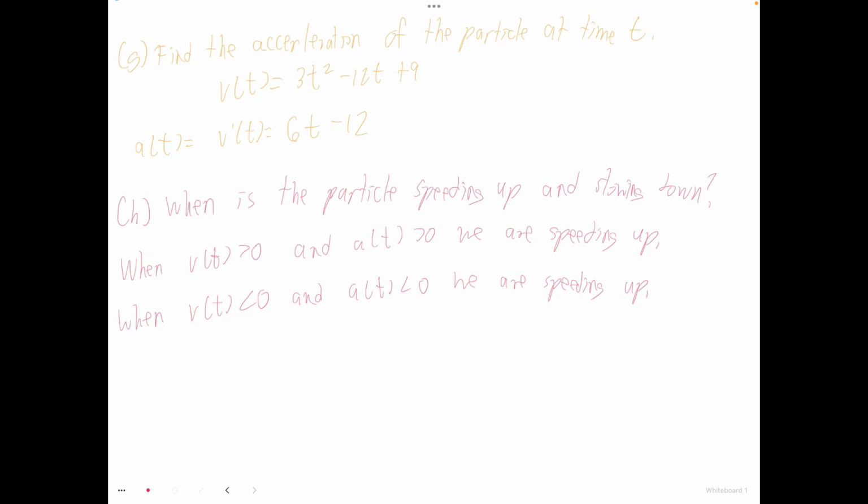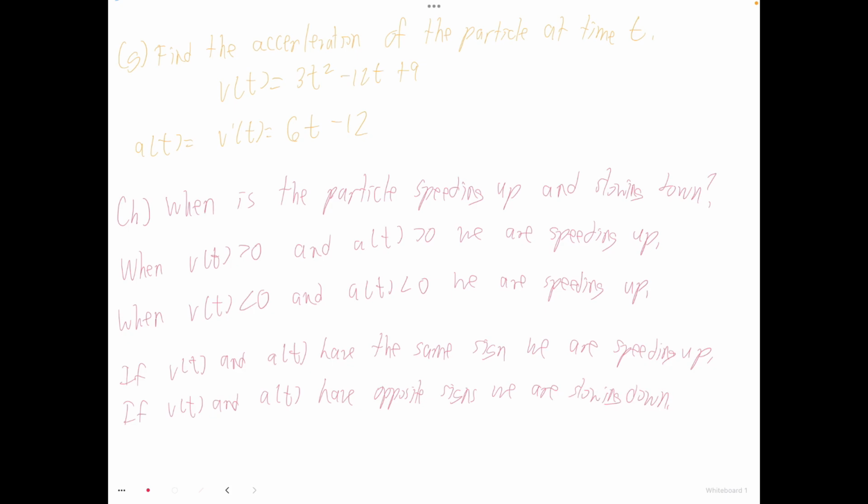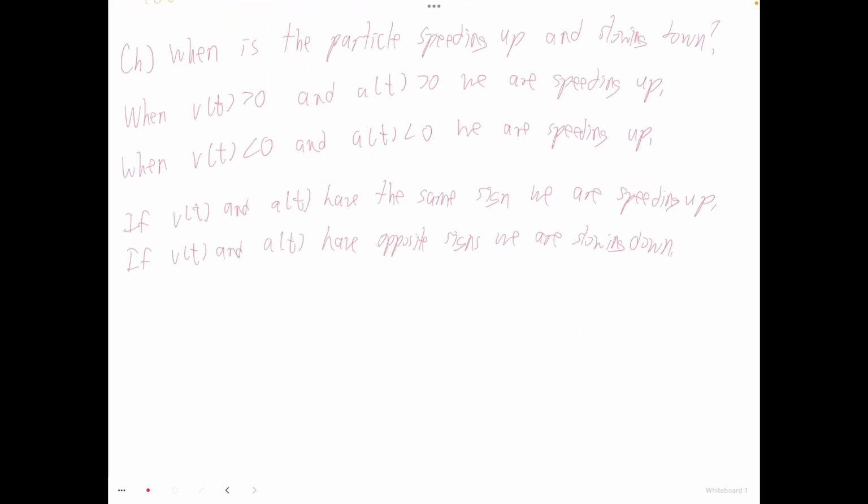To summarize this, if v of t and a of t have the same sign, we are speeding up. And if v of t and a of t have opposite signs, we are slowing down. And so this just comes to checking the signs that we have.